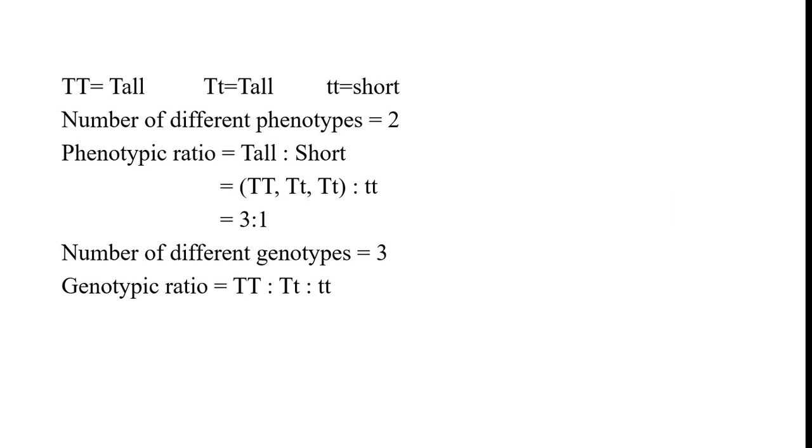Then what about the genotypic ratio? If they are 3, then we have capital T capital T, capital T small t, small t small t. We have 1 of the offspring with capital T capital T, capital T small t we have 2 of them, and small t small t we have 1. So the genotypic ratio becomes 1:2:1. Right? Then what about the total population? Total population is the same as the total number of progenies or offspring that were formed. From the table, we have 4 offspring formed.